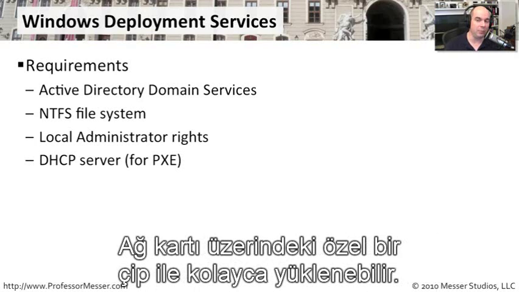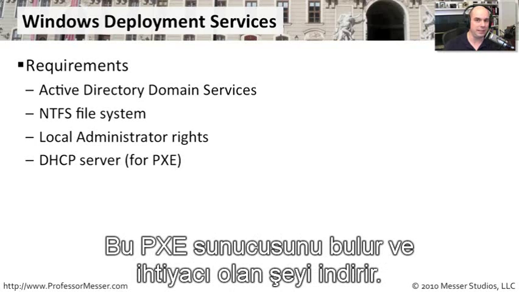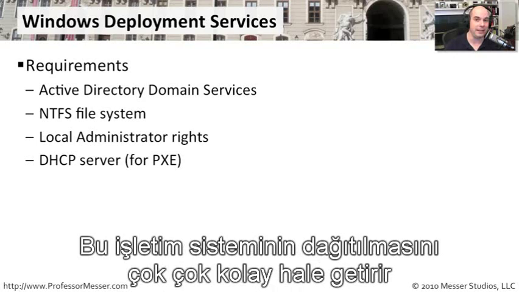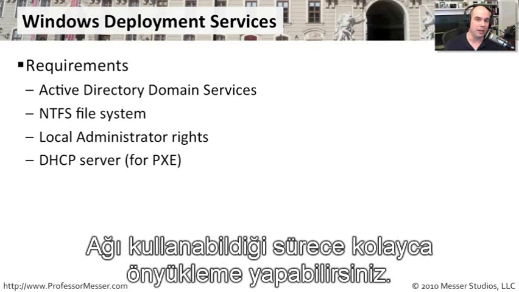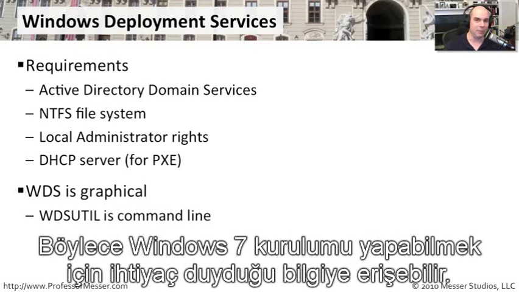It simply boots up with a specialized chip on the network card that finds the PXE server and downloads what it needs for boot. So this makes it very, very easy to deploy an operating system. You don't need to take any media with you to the desktop. You simply boot it up, and as long as it's able to use the network, it's able to then get the information it needs to install Windows 7.